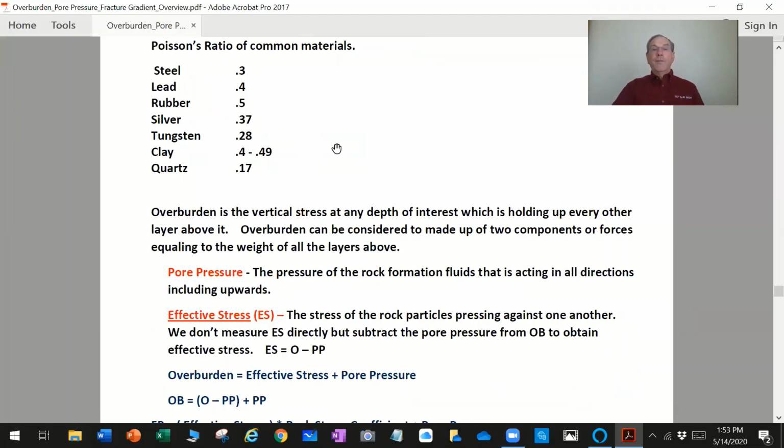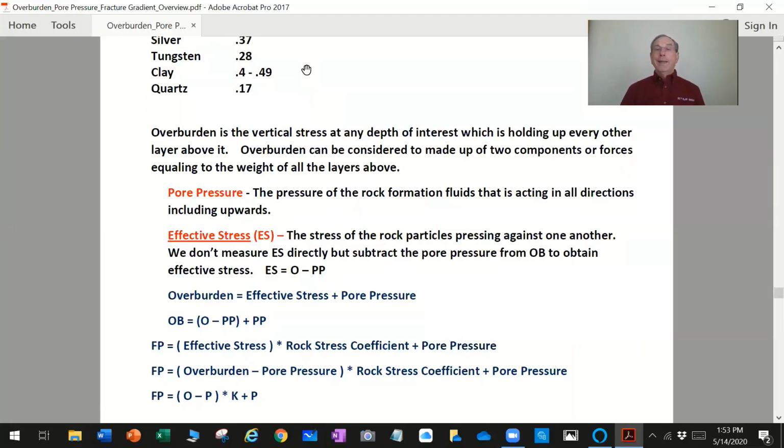So overburden is the vertical stress at any depth of interest, which is holding up every other layer above it. We've talked about this, what overburden means. And overburden can be considered to be made up of two components or forces equaling the weight of the layers above. I've already said that pressure is always acting in all directions of a fluid. So we always have the pressure of the rock formation fluids acting in all directions. So that pressure is always helping to hold up any layers above any depth in the earth.